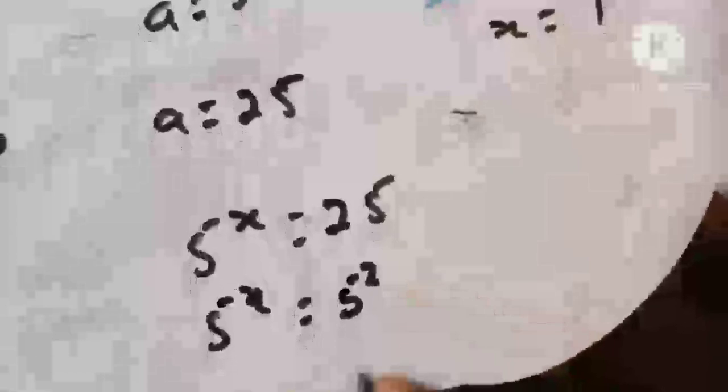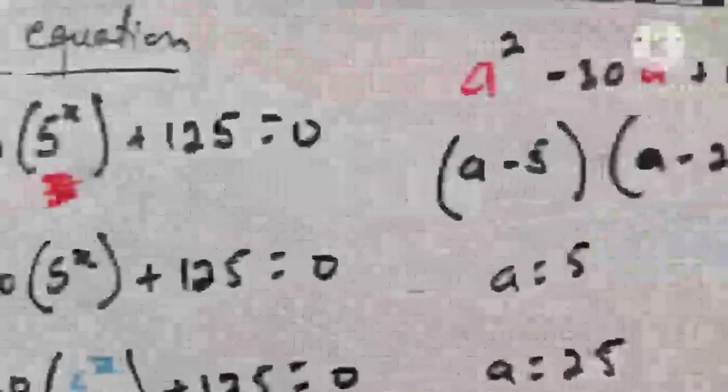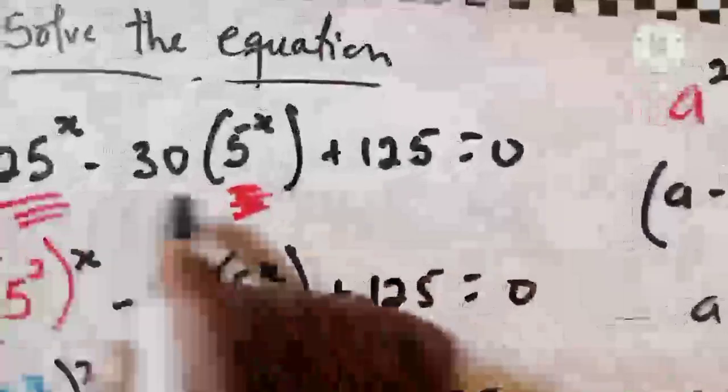So what about this? So that should be 5 exponent x equal to 25. You know what to do here. So we have 5 exponent x equal to 5 raised to the power 2. So meaning that we have our x to be equal to 2. So these are the two values of the x that we had after solving this type of problem, right? So that is the answer to this question.